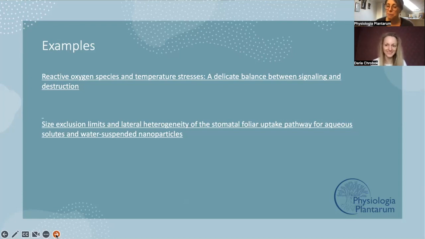And then we have a completely different type of title. So this is longer and much more complex. It says, size exclusion limits and lateral heterogeneity of the stomatal foliar uptake pathway for aqueous solutes and water suspended nanoparticles. I can't even read it properly. So this is an example of a title that is very complex, and it's quite heavy on difficult words.